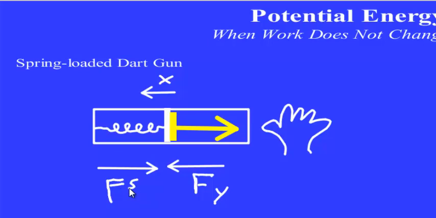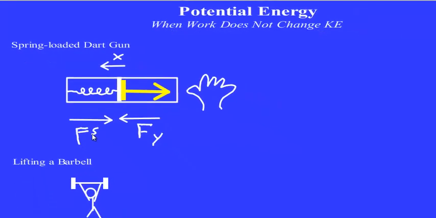Notice that at the end of this, the dart's not moving. So in the beginning of the situation, when you first loaded it in, it had no kinetic energy. And then at the end, even though you did positive work, it still had no kinetic energy. In other words, there are times when the work-kinetic energy theorem is not sufficient. But what we've done here is we've changed the configuration of the system, if you consider the system to be the dart and the spring.